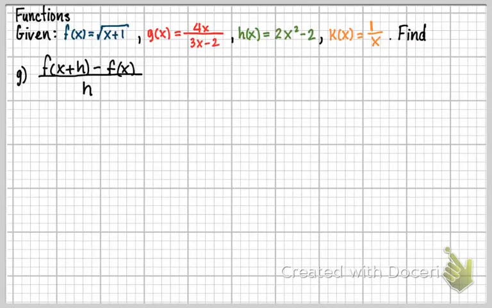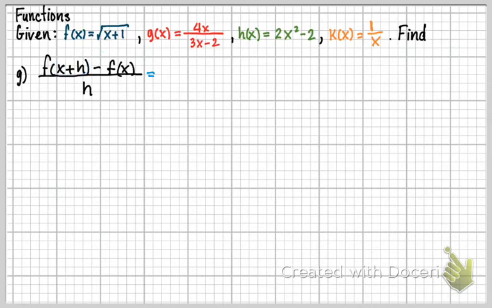So given these functions here, we're going to find f of x plus h minus f of x over h. So now notice this here. All we're going to do is take our f, which is the square root of x plus 1. And for this first piece here, wherever I see x, I'm going to plug in x plus h. So it's going to go in there.